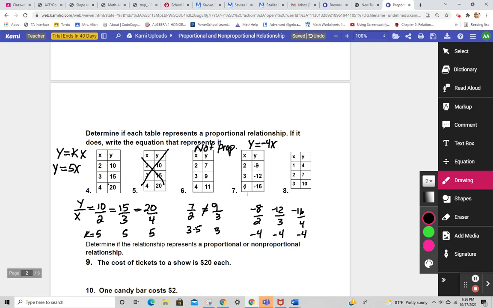All right, let's try this one here. 4 divided by 1 is 4. 7 divided by 2 is 3.5. All right, I already know. And 10 divided by 3 is going to give me 3 1/3. So I don't get a constant value here. This is not proportional.